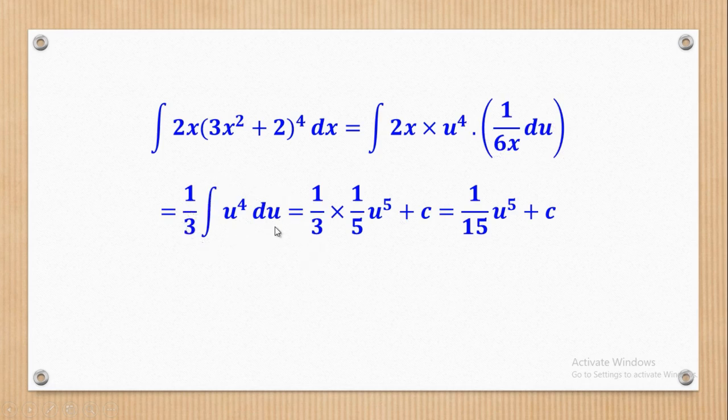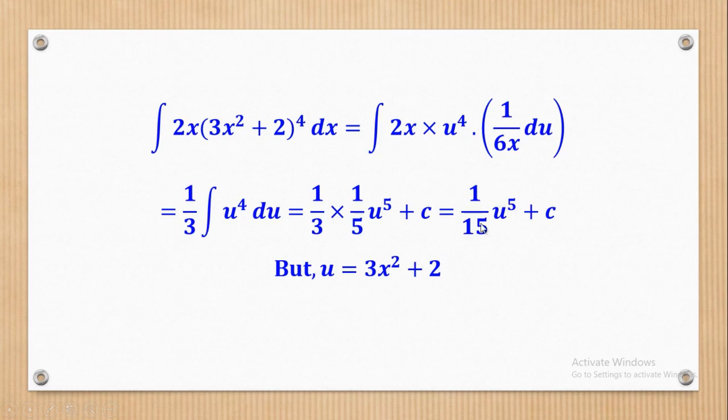So that's what they meant. So in this case, we shall increase the power by 1 and divide by the new power. So the constant is here. After that, we shall increase the power by 1, which gives you u to power 5. Then divide by the new power to get this denominator of 5. When I multiply this and this, I'll come up with 1 over 15 u to power 5 plus c. So always don't forget the constant of integration.